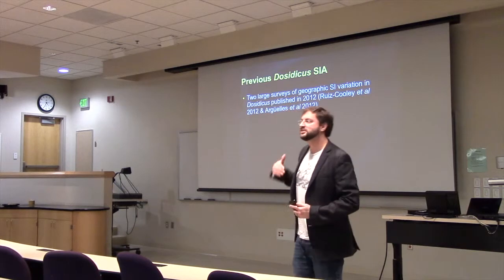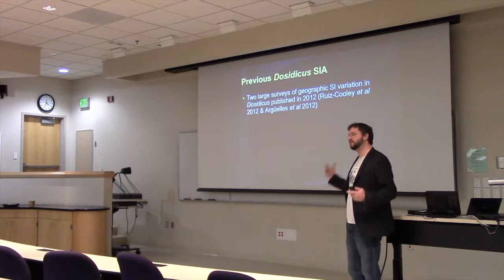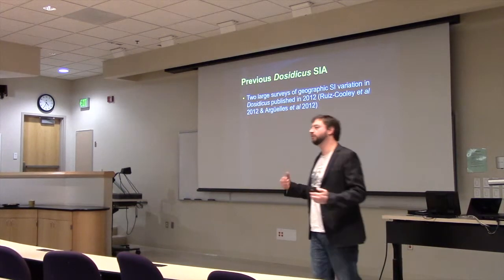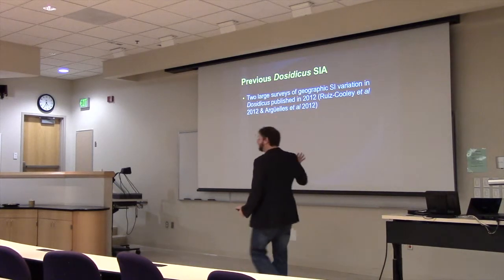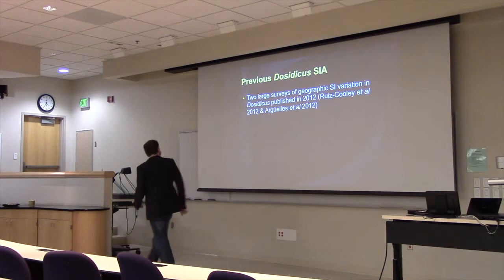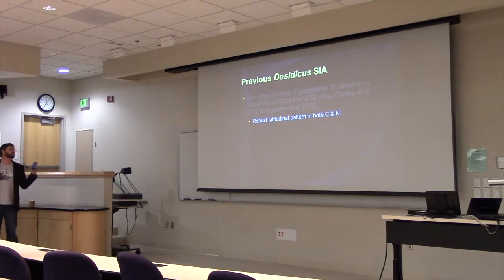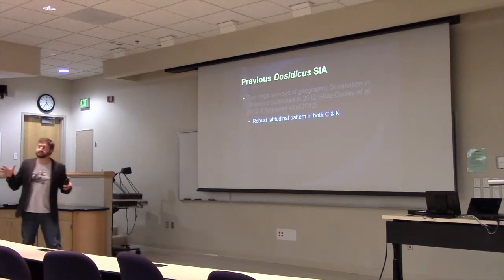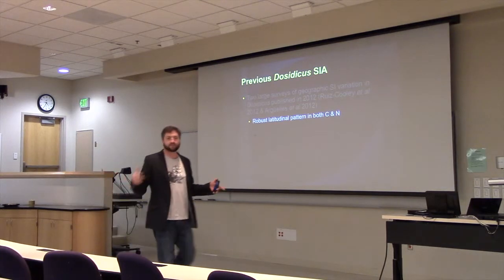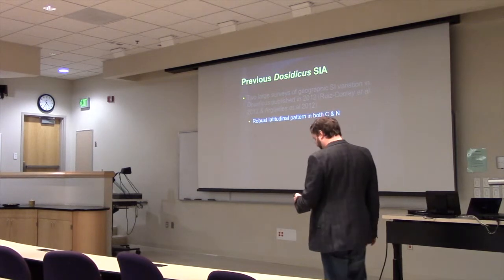Now there have been some previous studies of stable isotopes, not using archival tissues, but just using metabolically active tissues to try to see what their recent stable isotope signatures look like in a given area. There have been two really large surveys that helped me out quite a bit, published in 2012, right before I was finishing up my own work here. What we found in those is that there's a really nice, robust latitudinal pattern of both carbon and nitrogen stable isotopes. And so we have this really nice geographic pattern that we can draw on and compare to see where they are coming from.